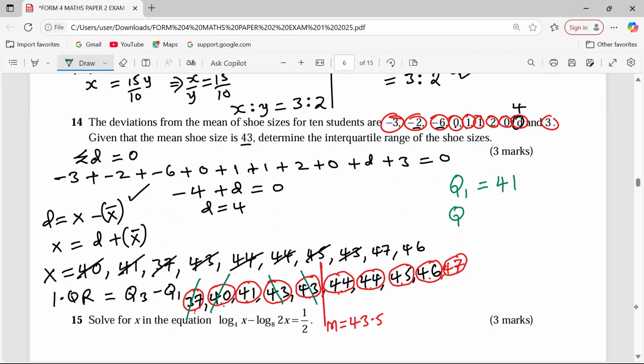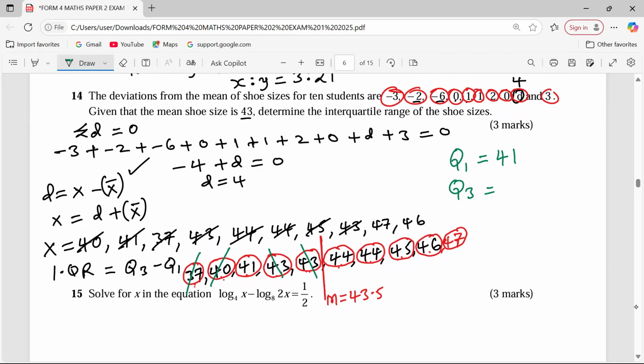Then we need to get the Q3, which is also called the upper quartile. Upper quartile is the median of the upper set of data when median has been obtained. So the actual median is 43.5. That one has been obtained. But now this has given an upper set of the data. So the median for this upper set now should be our upper quartile. Like that, we discover that it is 45. So for us to get interquartile range, we need Q3 minus Q1. 45 minus 41. This is going to give us 4.